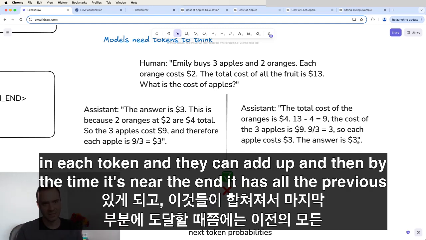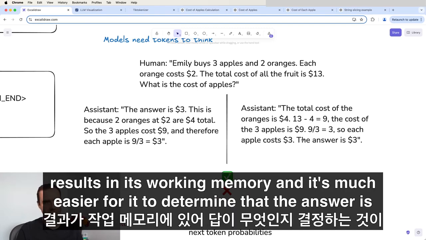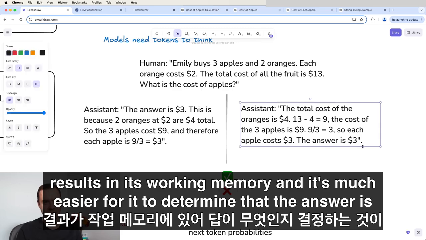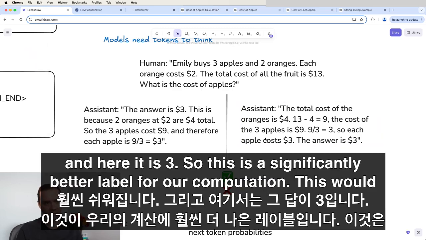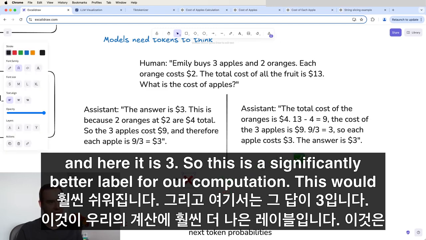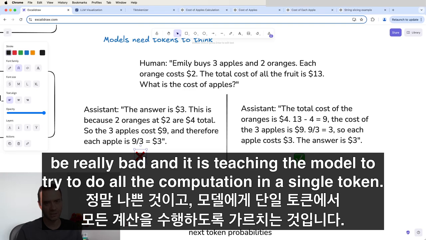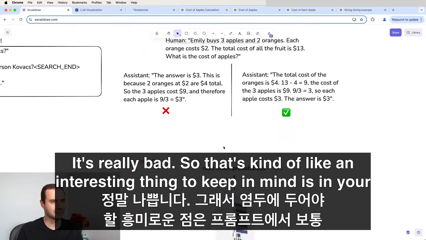And then by the time it's near the end, it has all the previous results in its working memory, and it's much easier for it to determine that the answer is, and here it is, 3. So this is a significantly better label for our computation. This would be really bad, and it is teaching the model to try to do all the computation in a single token. It is really bad.